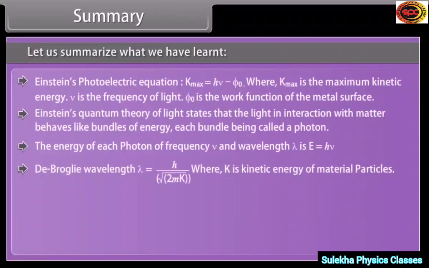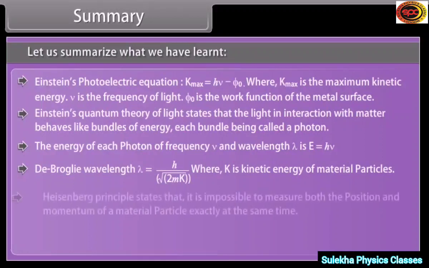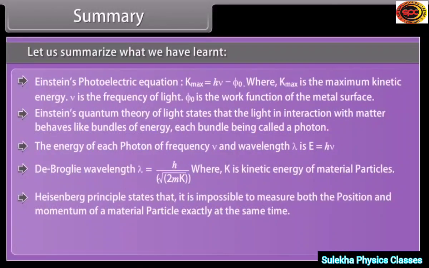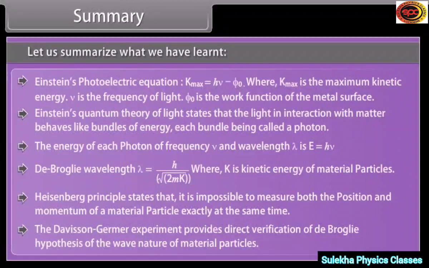De Broglie wavelength lambda = h/square root of 2mK, where K is the kinetic energy of material particles. Heisenberg principle states that it is impossible to measure both the position and momentum of a material particle exactly at the same time. The Davisson-Germer experiment provides direct verification of the de Broglie hypothesis of the wave nature of material particles.